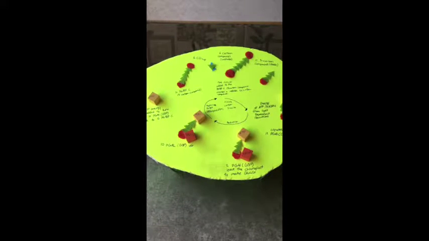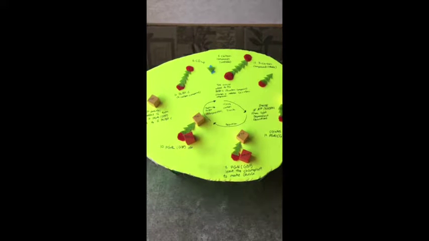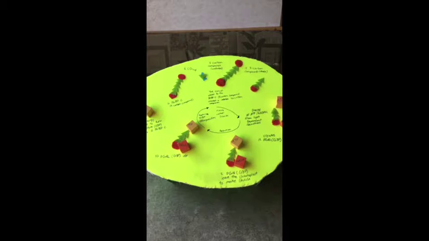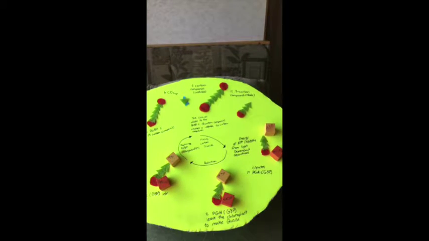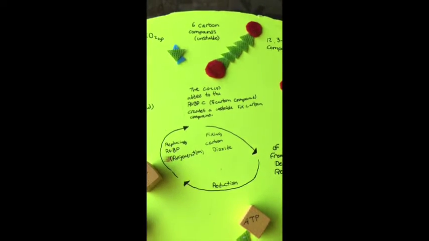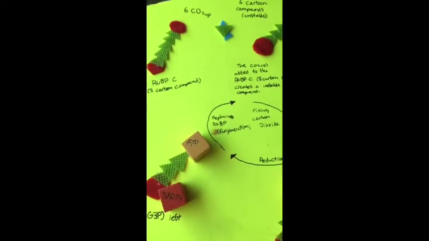The second part of photosynthesis is the dark reactions, or the light-independent reactions. This is also called the Calvin cycle. It takes place in the stroma of the chloroplast. There are 3 stages of the Calvin cycle: carbon fixation, reduction, and regeneration.